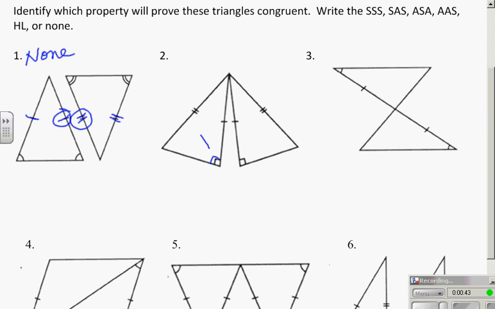Here, right triangle, I know the hypotenuse and a leg. These guys are congruent by HL. Don't forget, you can always mark vertical angles on the reflexive side. So this is congruent by angle, side, angle.